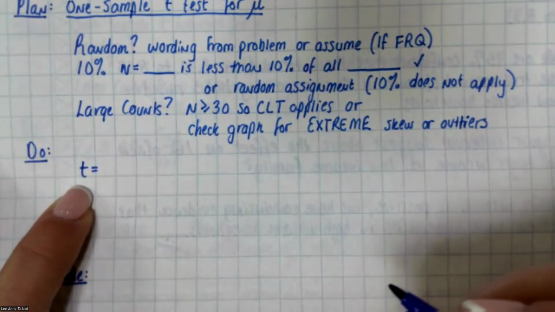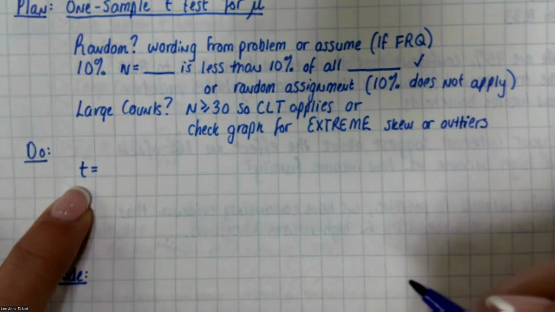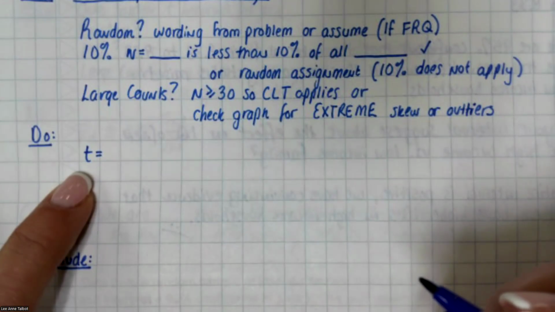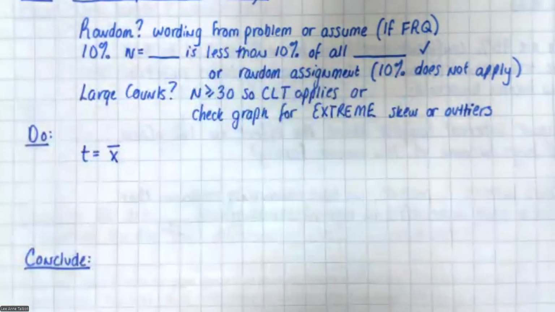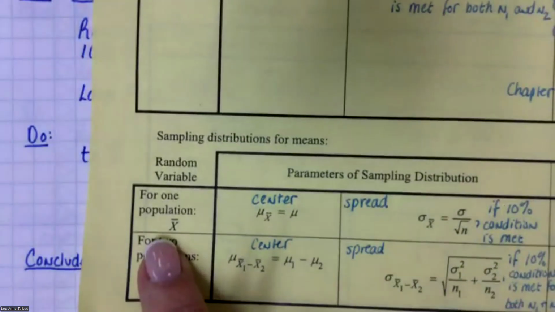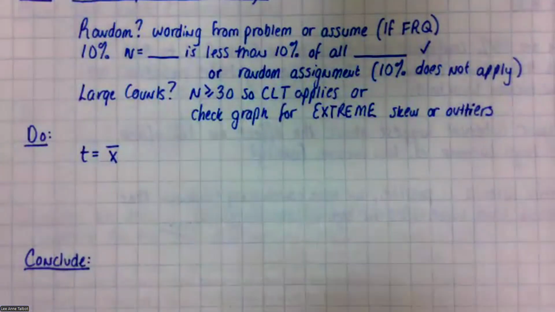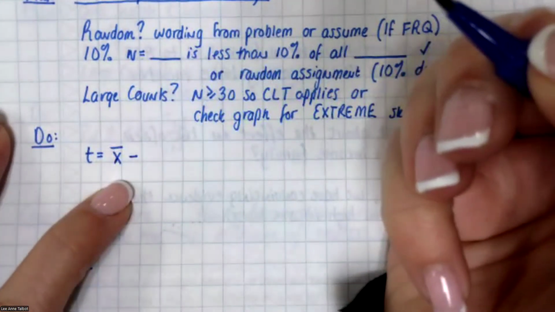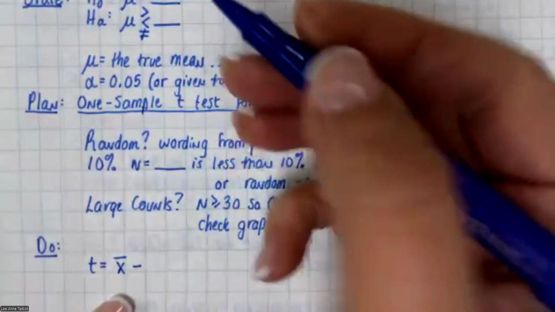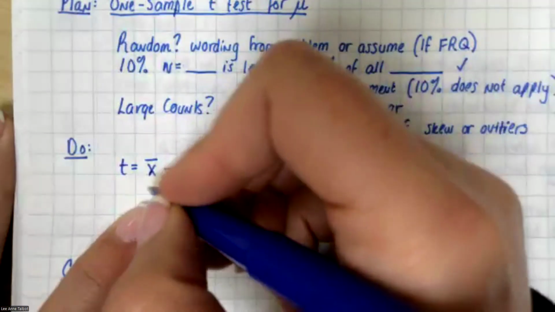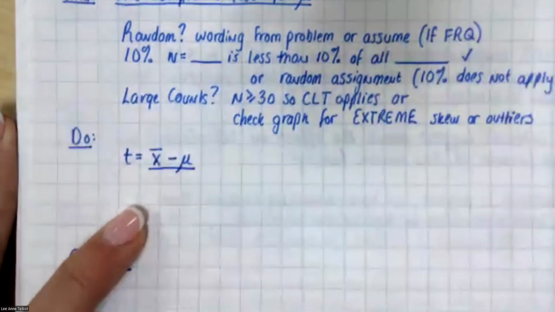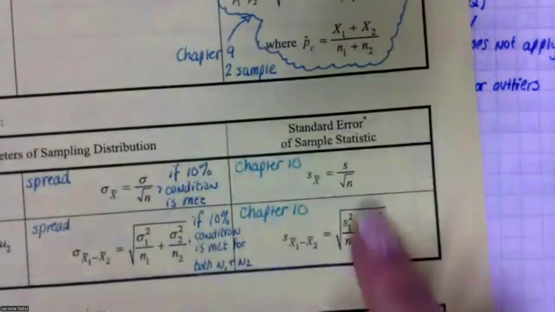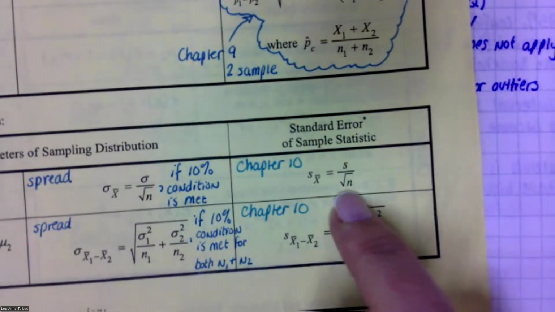Now, what would the statistic be for something to do with means? What's a statistic for means? X bar. And if you're ever not sure, you could find it right there. Okay. What's the parameter for means? It's whatever you put in the H0, mu equals. And then the standard error of the statistic is going to be this guy, S sub x over square root of n.